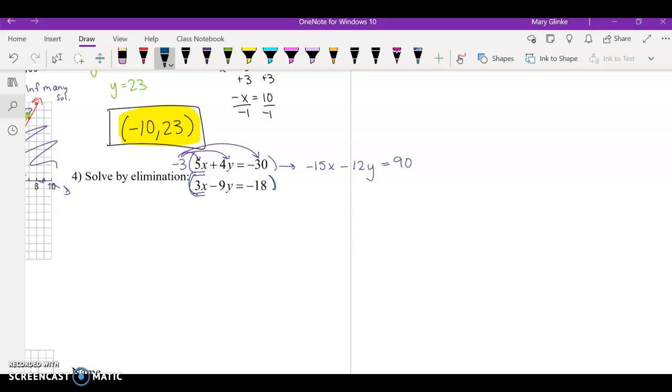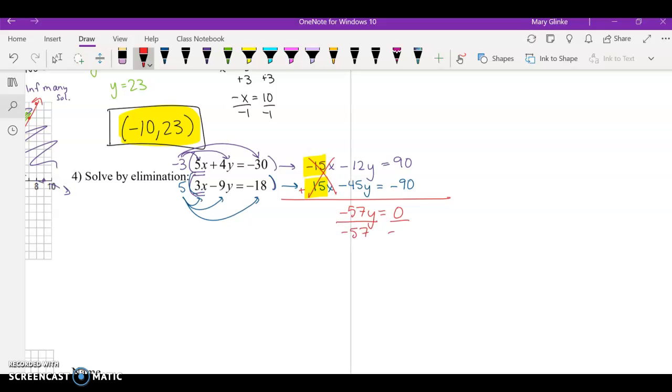I'm going to take my bottom equation here and multiply it by 5. So I'm going to get a positive 15x, a negative 45y, and a negative 90. And I chose a positive 5 because that would make my x coefficients a positive 15 and a negative 15. So that now, when I add my equations together, those undo each other, and the x term is eliminated. And I'm left with negative 57y equals 0.